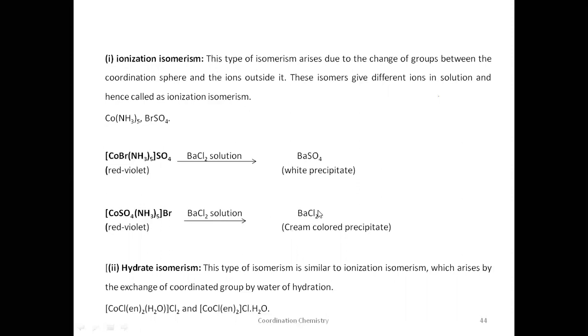So there is some mistake here. It should be barium bromide here. This is possible only when bromide is freely available, that is, only when it is outside the coordination sphere. So from these two reactions, we can say that in this complex, since sulfate is outside, ammonia and bromide are the ligands forming coordinate covalent bonds with cobalt, and they should be inside the coordination sphere. Now, since this is barium bromide, bromide should be outside, and ammonia and sulfate are the ligands inside the coordination sphere.